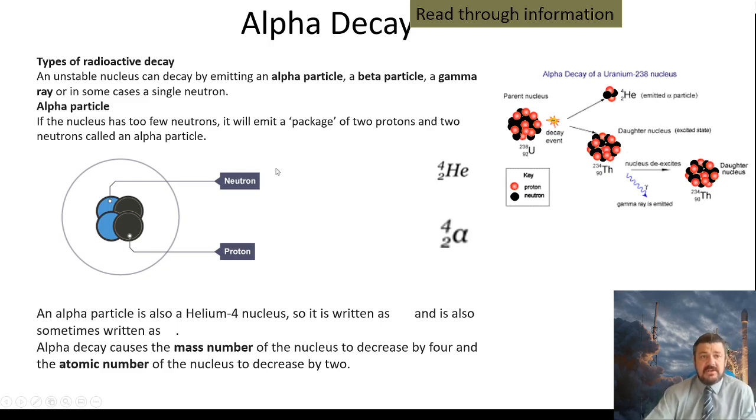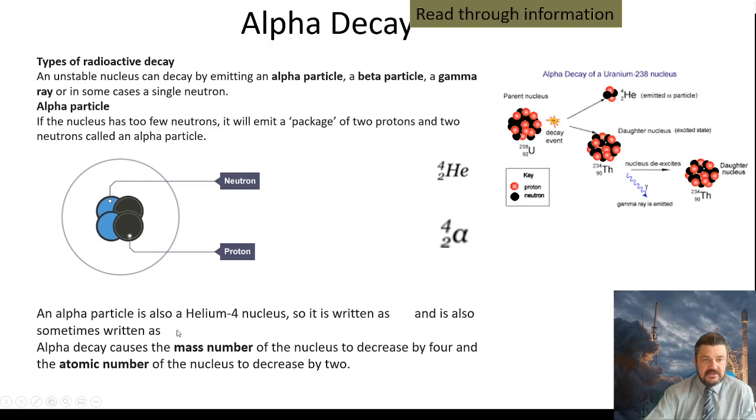So an unstable nucleus can decay by emitting an alpha particle, a beta particle, and a gamma ray, or in some cases a single neutron. So alpha particles, if the nucleus has too few neutrons, it will emit a package of 2 protons and 2 neutrons called an alpha particle, often represented in a diagram like this: 2 neutrons, 2 protons.